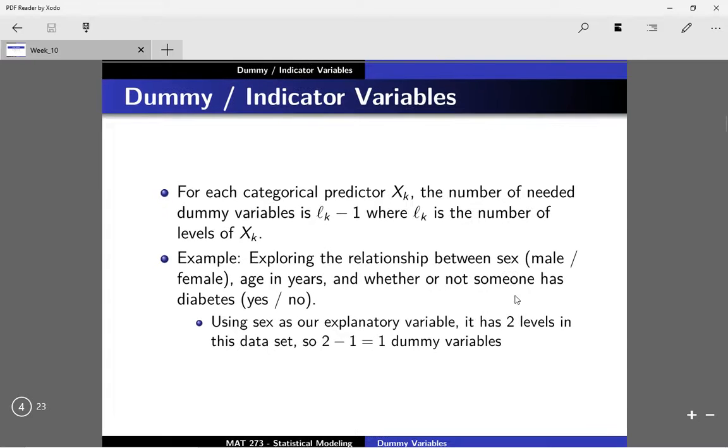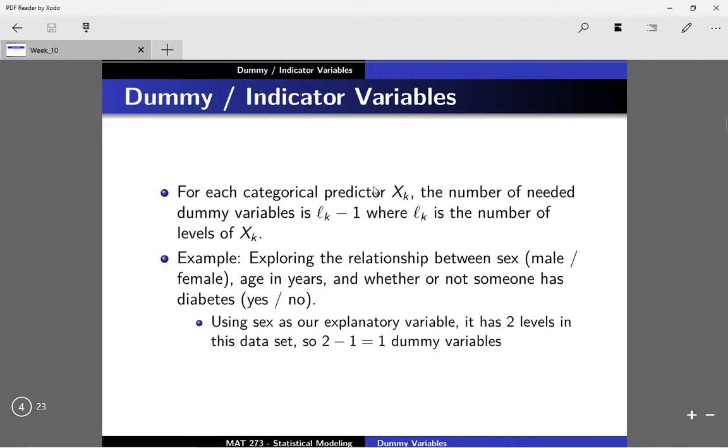And so looking at an example with this, here we can look at the relationship between the sex of a person, their age in years, and whether or not they have diabetes. So here we can code as 1 if the person is male in the data set and 0 if they're female. And similarly for diabetes, actually this gets coded using a dummy variable as well. So this is our response variable, but we code it as 1 for yes and 0 for no.